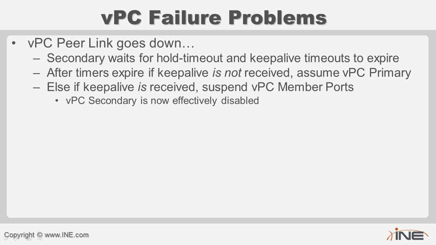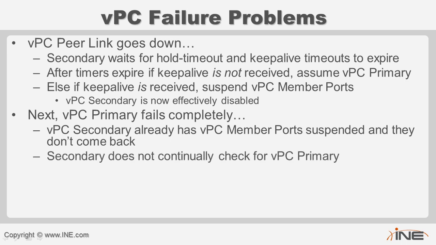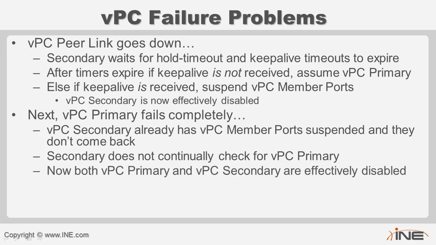The next issue we potentially could run into is that once the failure occurs and the secondary disables its vPC member ports, if the primary device then completely fails, the secondary member ports that are suspended are not going to come back into the up state. The reason is that the secondary is not continually checking the vPC primary to see if it is still available once we have this initial failure situation. So in this kind of corner case scenario, both the vPC primary and the vPC secondary could be effectively disabled, and we would not be able to actually forward traffic through the topology.